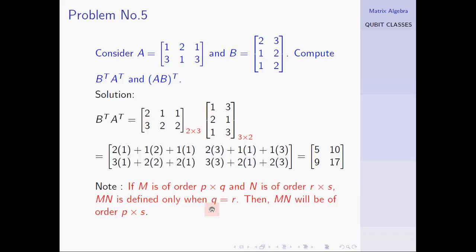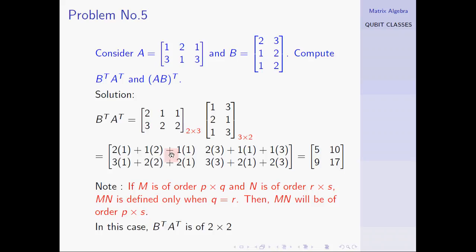Now for matrix multiplication, this property is very important. And that is, if matrix M is of the order P by Q and N is of the order R by S, then M into N is defined only when Q is equal to R. And when this condition is satisfied, which is the number of columns in the first matrix is equal to the number of rows in the second matrix, then the product M into N will be of the order P by S.